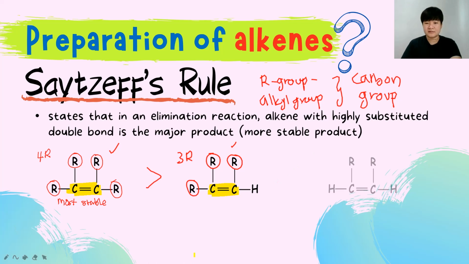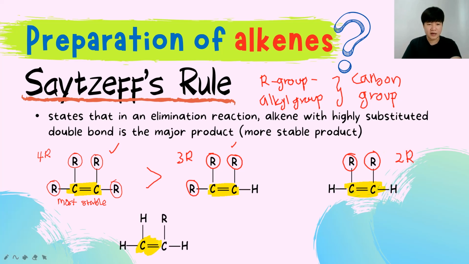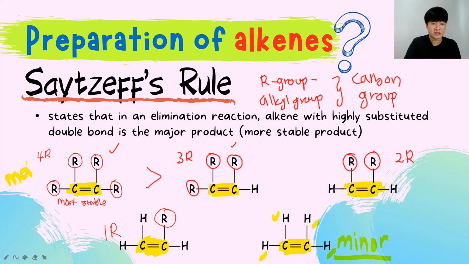Next, when you have 2 R groups, look at your double bond. That is your carbon double bond, and in this case, you have 2 R groups only. Next, that is your carbon-carbon double bond, and you only have 1 R group. Last but not least, look at your carbon-carbon double bond, and this one doesn't have any R group. All of them are only hydrogen. So this is the most minor. This is the most major.